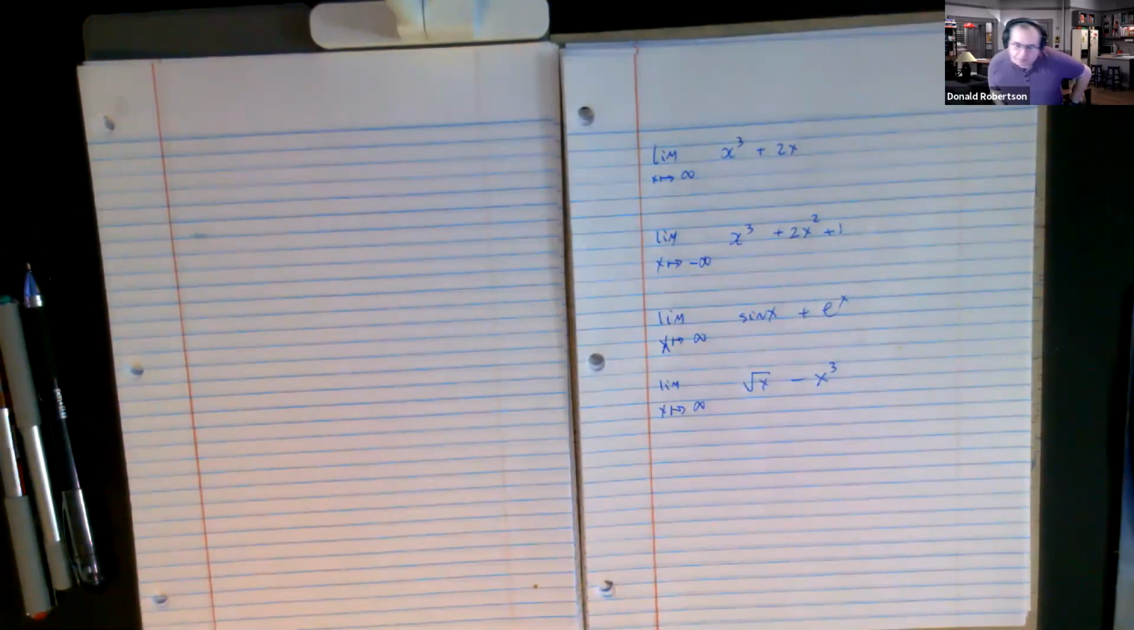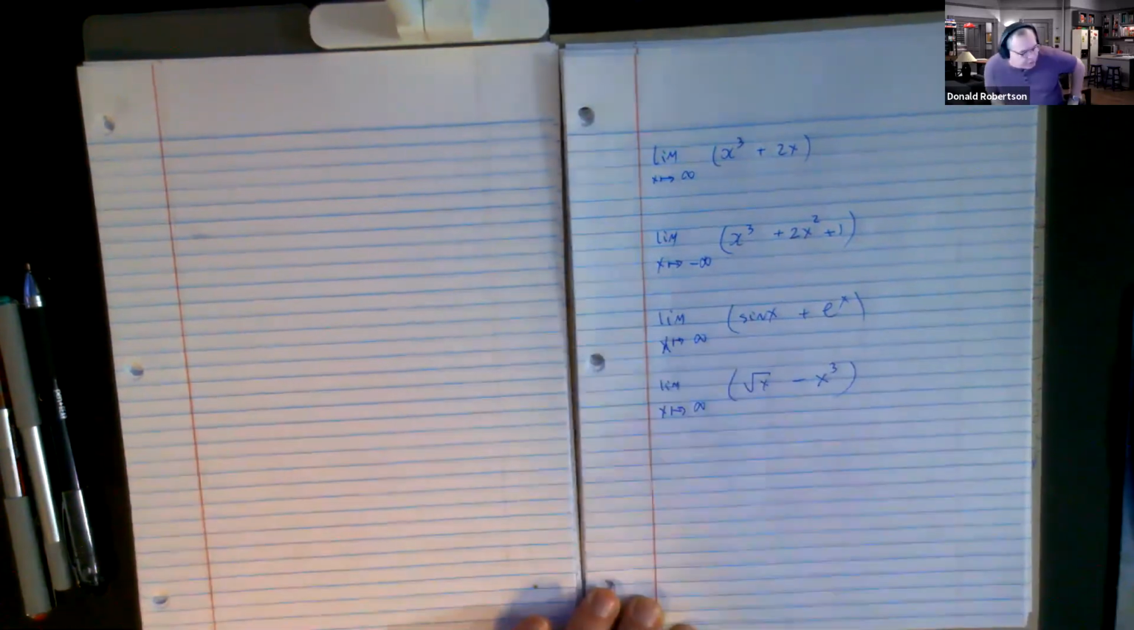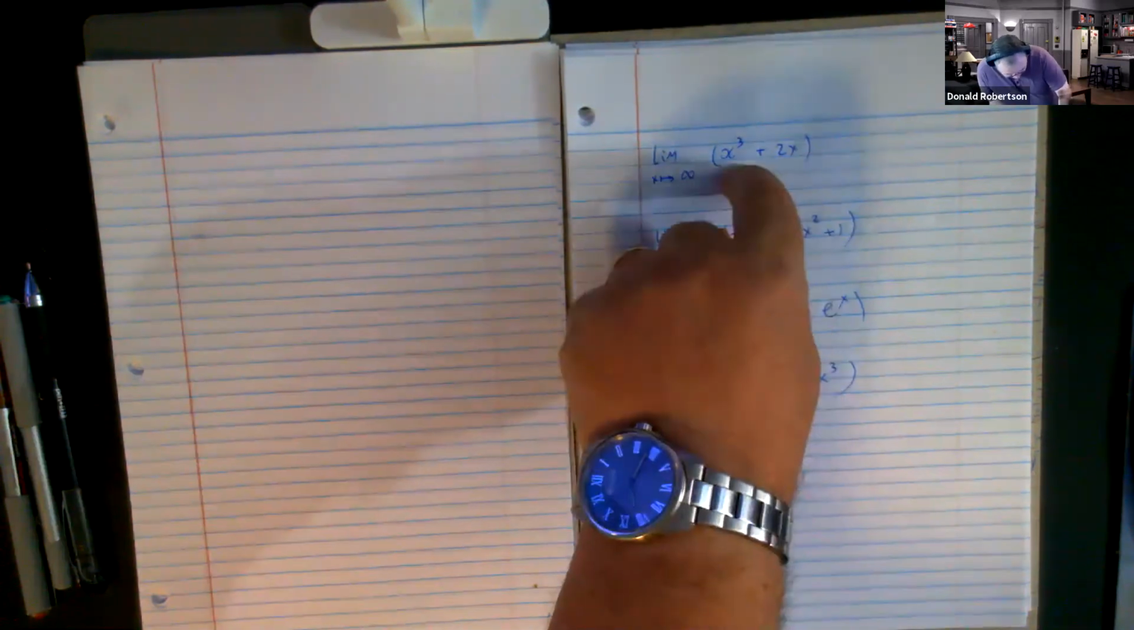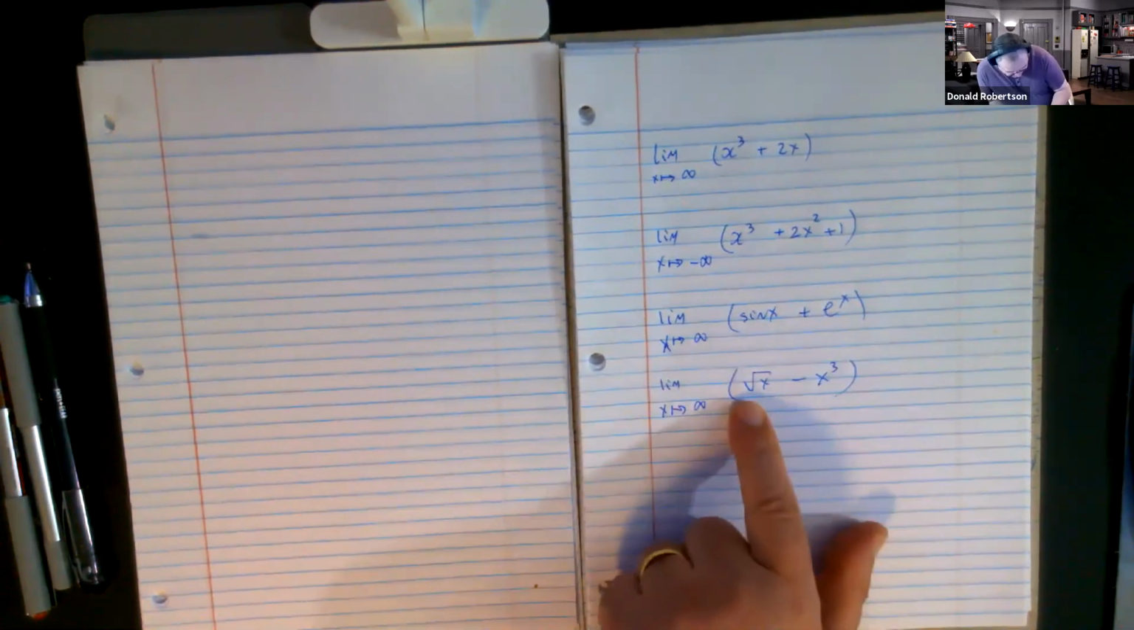Here are some examples of them. None of these are fractions. We're being asked to find the limit as x tends to infinity of a polynomial, negative infinity, another polynomial, a trig and an e to the x, and a radical and a polynomial. And in these questions, you are not really going to prove what the answer is. You're just going to find the answer.